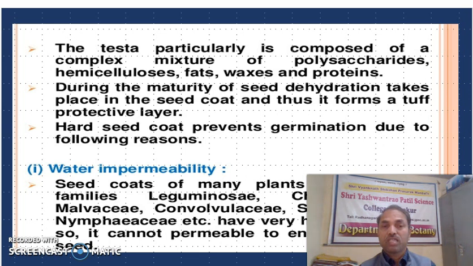One is water impermeability. The seed coats of many plants belonging to the families Leguminosae, Chenopodiaceae, Malvaceae, Convolvulaceae, Solanaceae, and Nymphaeaceae, etc. have very hard seed coats, so they are not permeable to the entry of water into the seeds.